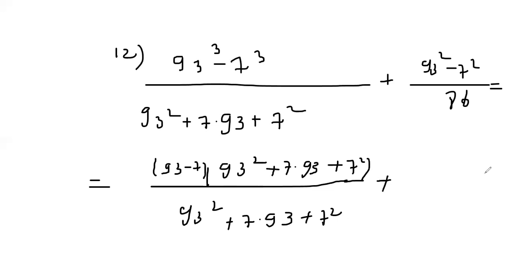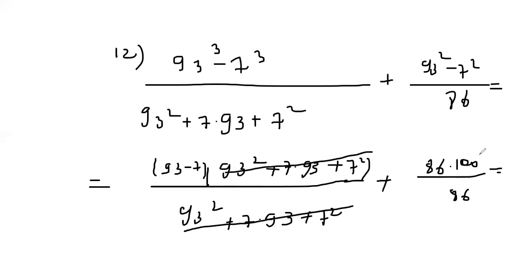Plus, here we have 93 minus 7, which is 86, times 93 plus 7, which is 100, divided by 86. Of course, we have some very good canceling here, so 86 and 86. So finally, 93 minus 7 is going to be 86, plus here we get 100, you can see, and the answer is 186. Now we continue with the next one, which is number 14.